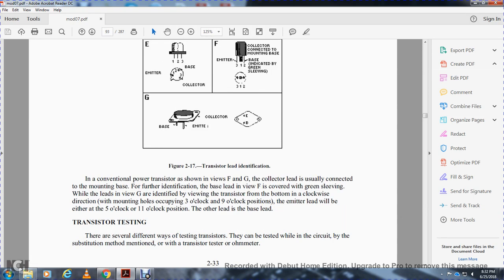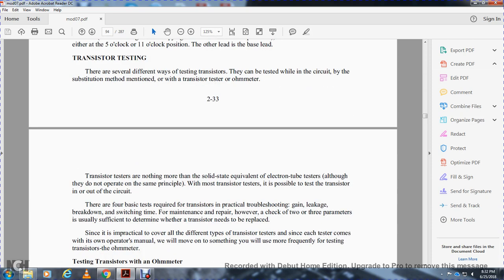Transistor testing. There are several different ways of testing a transistor: testing while in the circuit, the substitution method, and using a transistor tester or an ammeter. Transistor testers are nothing more than solid-state equivalents of electron tube testers. Although they do not operate on the same principle, it is possible to test the transistor in and out of the circuit. The basic tests for practical troubleshooting are gain, leakage, breakdown, and switching time. For maintenance repair, however, checking two or three parameters is usually sufficient to determine whether the transistor needs to be replaced.